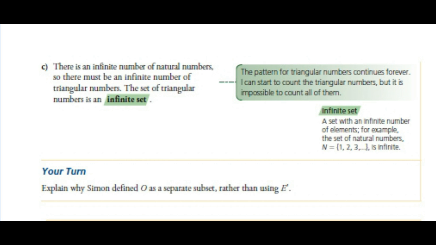Explain why Simon defined O as a separate subset rather than using E prime. Could have done either, right? O is just more evocative, right? I mean, E even, O odd.